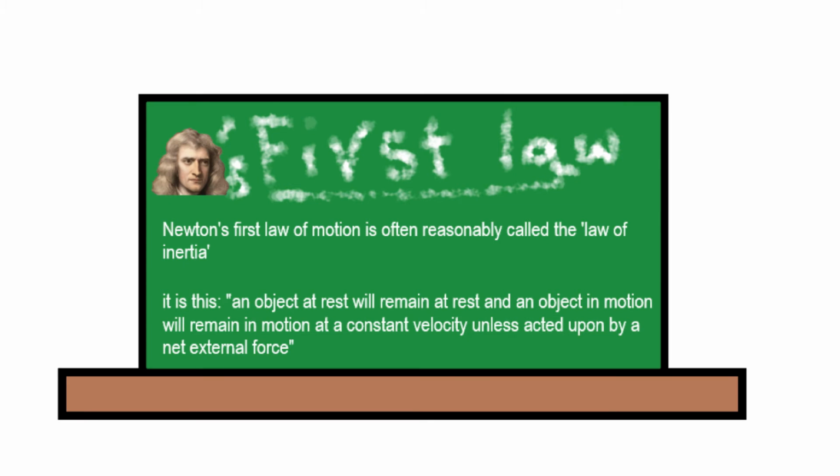The first of Newton's 3 laws is often called the Law of Inertia, and it basically states that an object at rest will remain at rest, and an object in motion will remain in motion at a constant velocity unless acted upon by a net external force. This basically means that if a force is being exerted on a body, the body will accelerate. And if there is no force, it will not accelerate. Its velocity will not change.